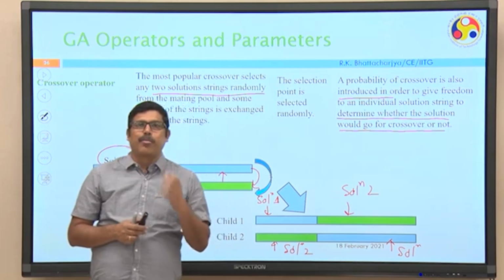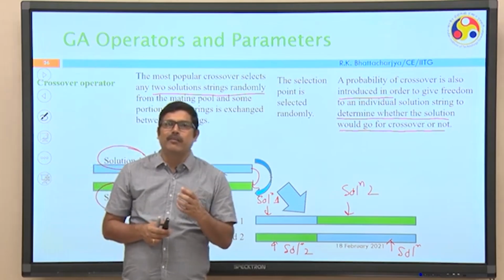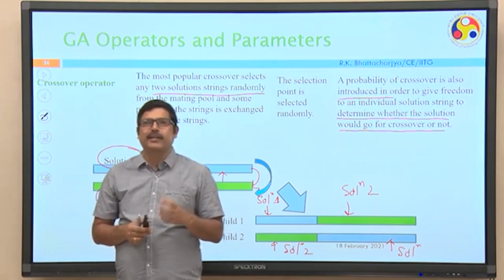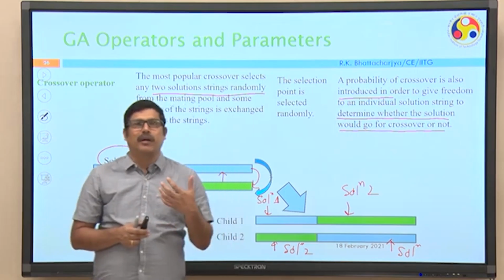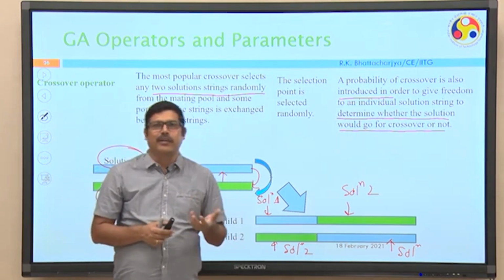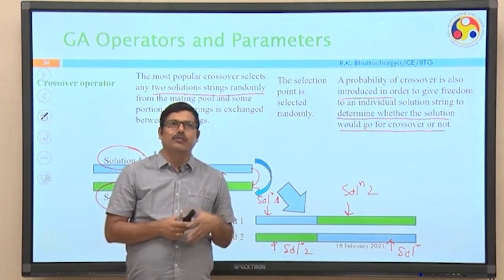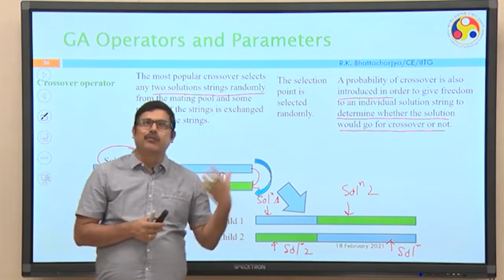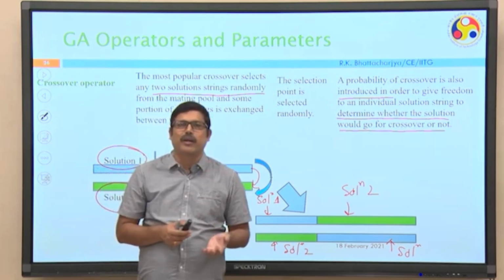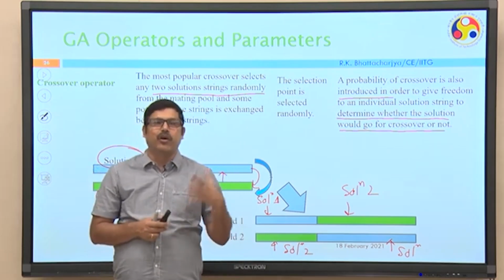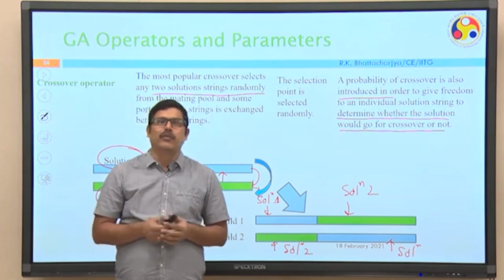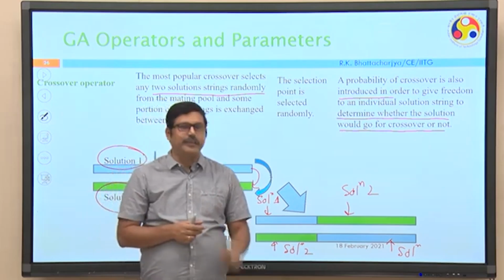Generally what we do, we consider a very high crossover value, as I said, 0.6 to 0.95. Okay. So, 60% to 95%, something like that. So, with a high value, our idea is that most of the solutions will go for crossover, and maybe a few solutions will not go for crossover, they will directly go to the next generation.